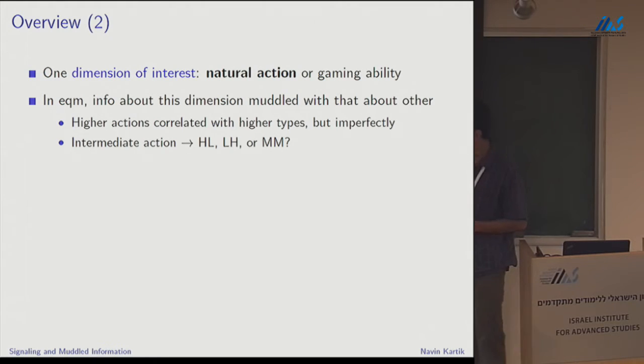Okay. And so, as I said, in equilibrium, information is going to be muddled about the dimension of interest with the other dimension. Okay, so higher actions are going to be correlated with higher types, but imperfectly so. So you see, let's say, an intermediate action, the market doesn't know whether it's coming from an agent who's high on the first, low on the second, low on the first, high on the second, or perhaps just middle on both.